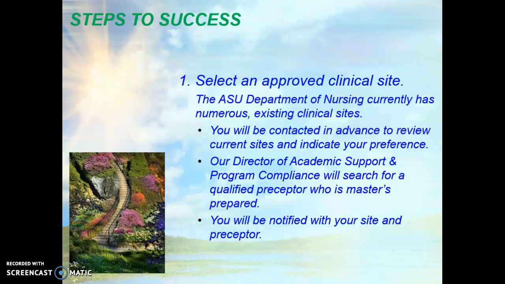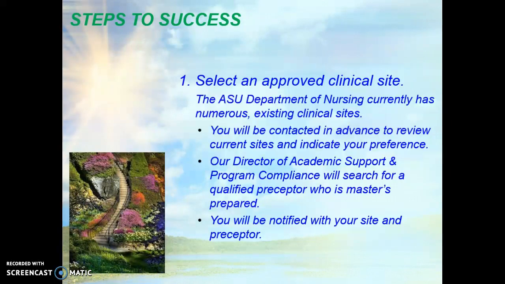I'm going to go over a few different steps to success. Number one, select an approved clinical site. The Department of Nursing at Appalachian State has numerous existing clinical sites that we work with and already have contracts with. If you live in a different part of the state, that's okay, because we often have contracts all outside of our region somewhat.